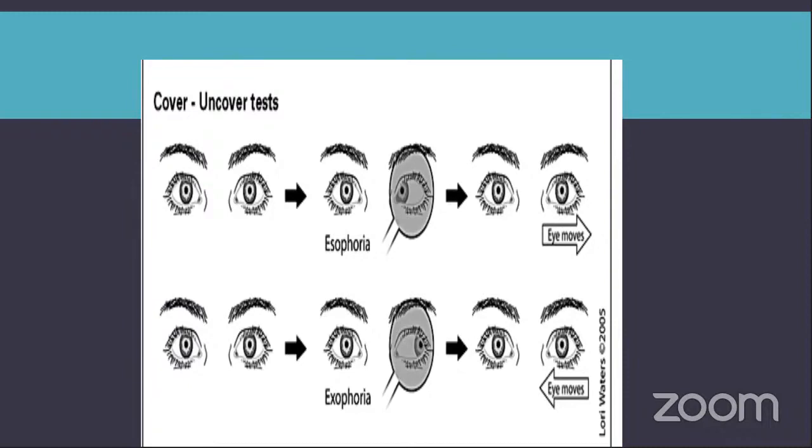You will see that the eye has moved out to take up fixation, indicating previously it was in a deviated position. And you will say that the patient is having exophoria, or latent deviation. And the speed of recovery movement is very important.